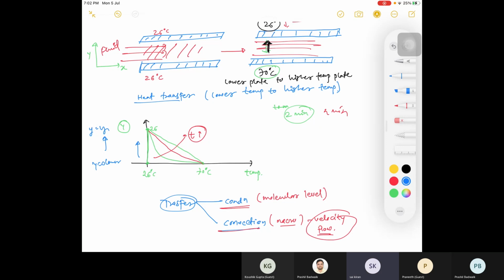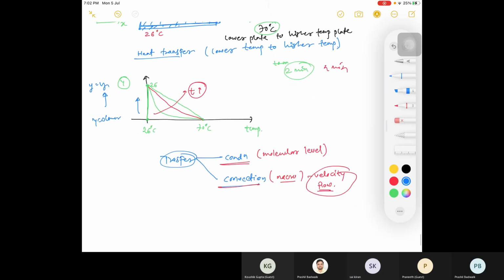This plate has some thickness. Both, sir, conduction and convection. Right, so you will have conduction in the plate. In the plate you will have conduction because a single medium is there, and because of the fluid flowing over that plate, you will have convection. The fluid is flowing, it has some velocity, and because of that there is convection.